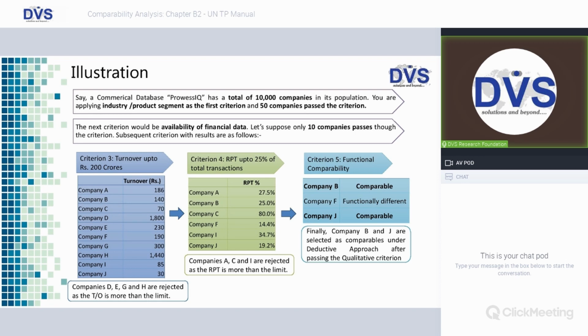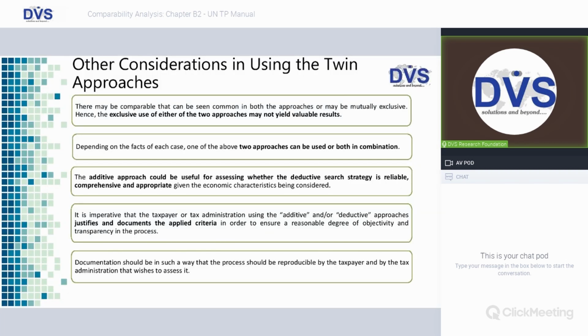But say for example 60 to 65% of the revenue comes from the software development part and the balance 35-40% comes from the other activities, then that company can be taken as a comparable company.